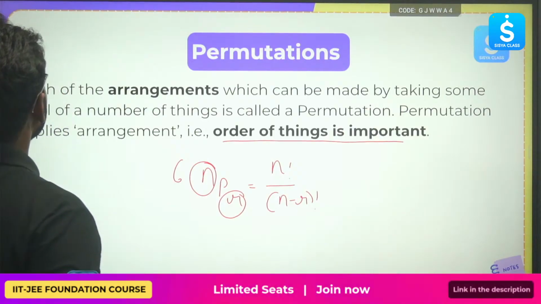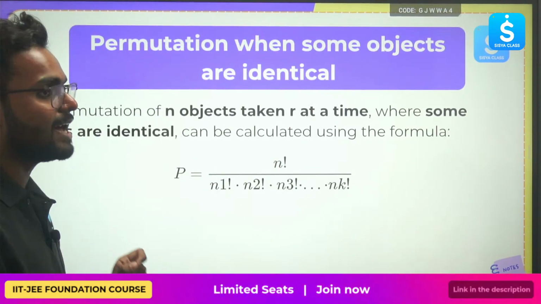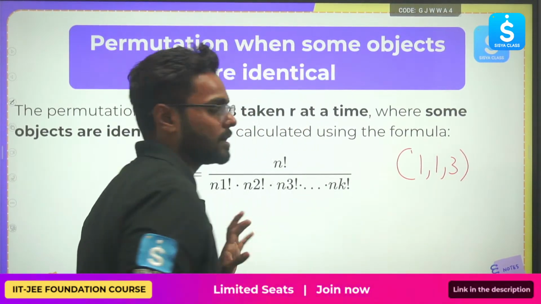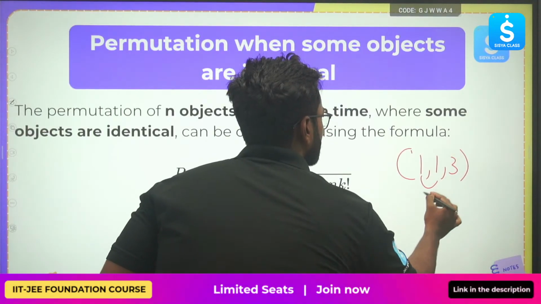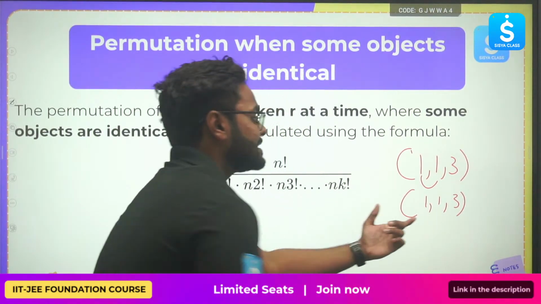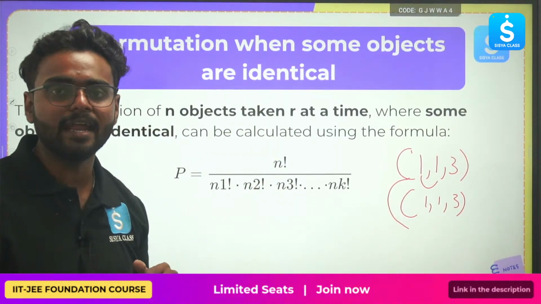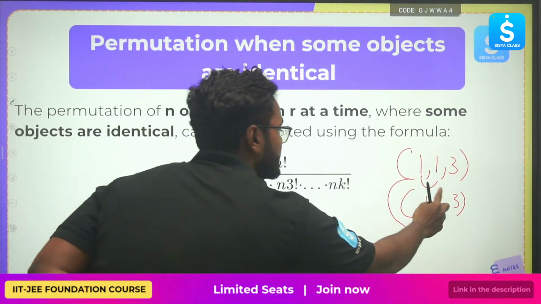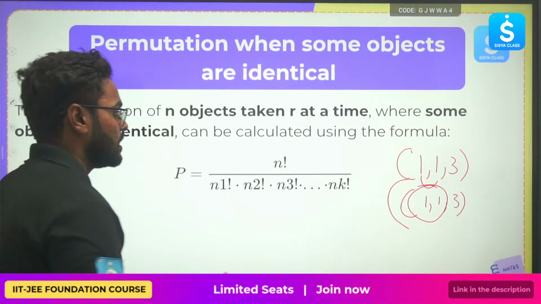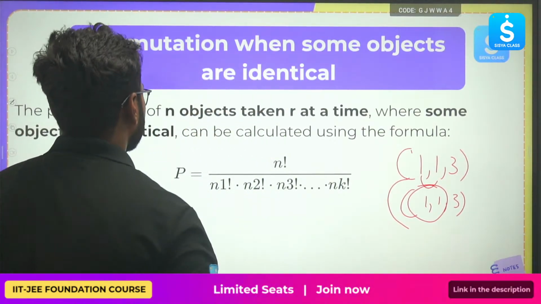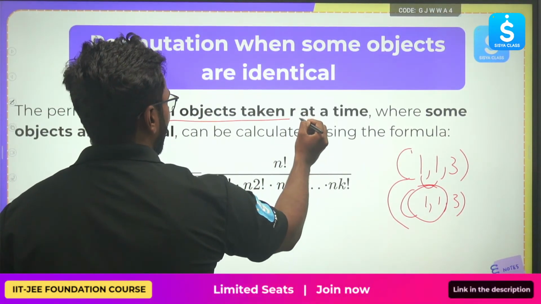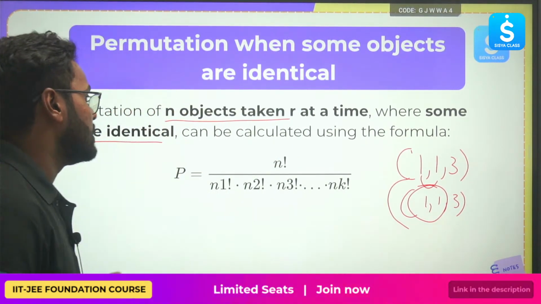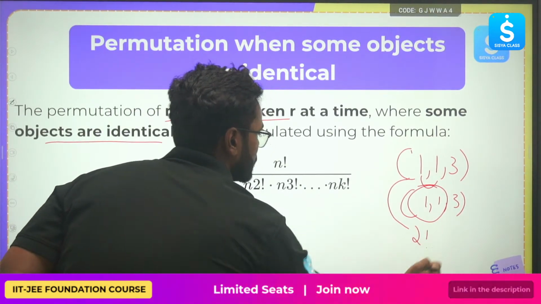Now coming to permutations when some objects are identical. Let me give you an example. If I give you 1, 1, 3, and you interchange these two terms, it is still the same arrangement. You can see it, right? So in this case, we will be dividing n factorial by the factorial of the number of times the repeated terms occur. So permutations of n objects taken all at a time where some objects are identical can be calculated using the formula. In this case this will be 2 factorial.